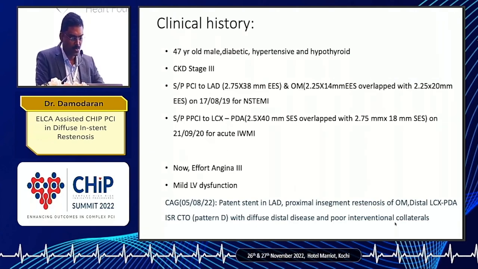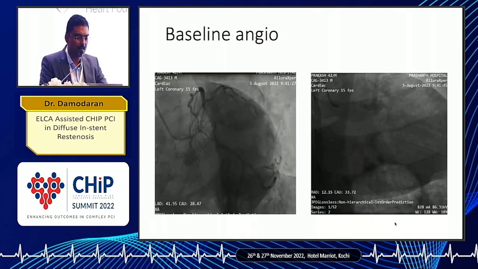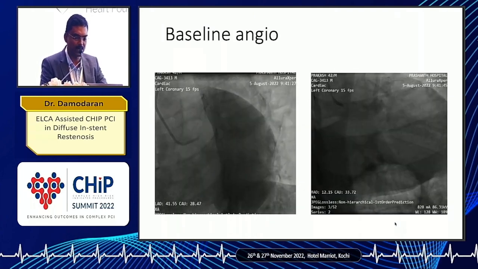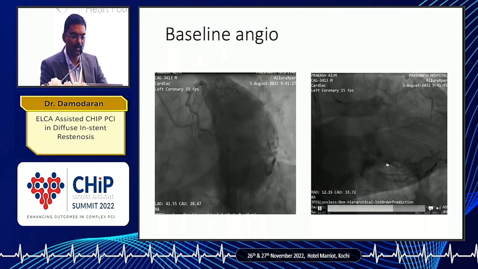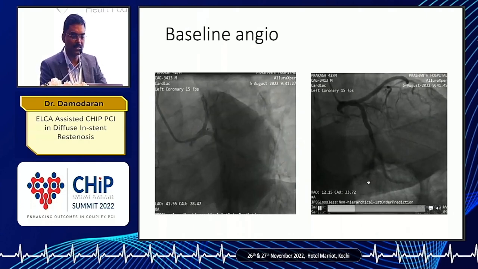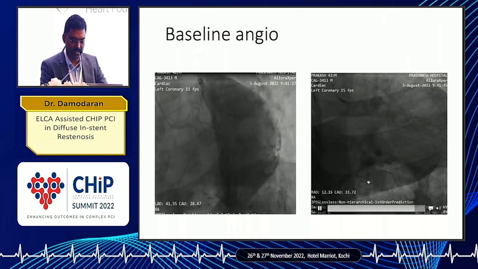This time, 2 months ago, I did a check angiography. The stent in the LAD was patent, whereas the ostial OM has a critical stenosis. You can see here, ostial and also the LCX, the distal LCX PDA got totally occluded.